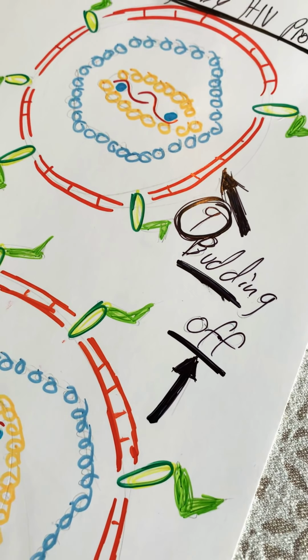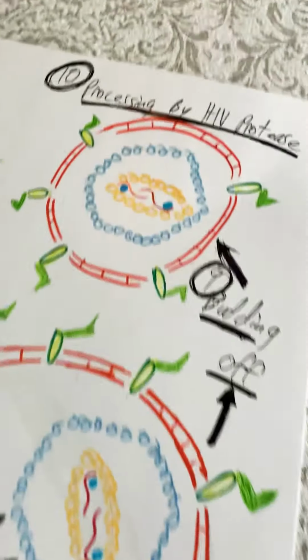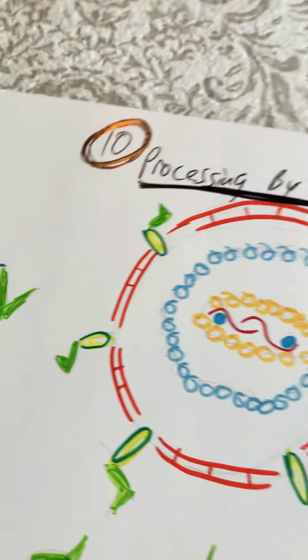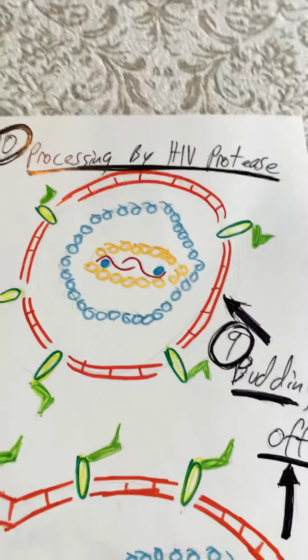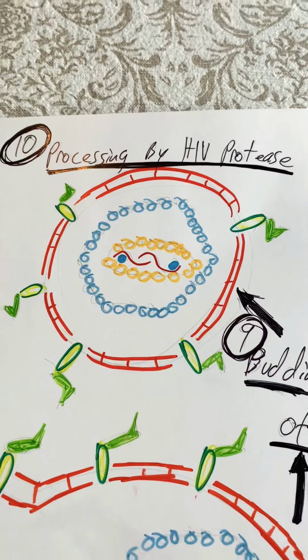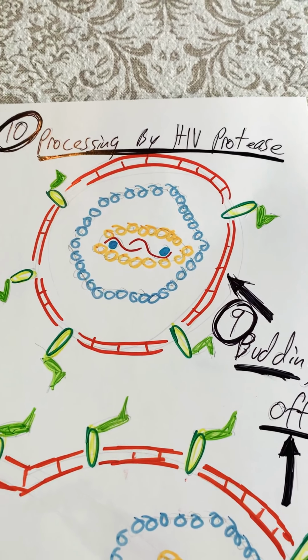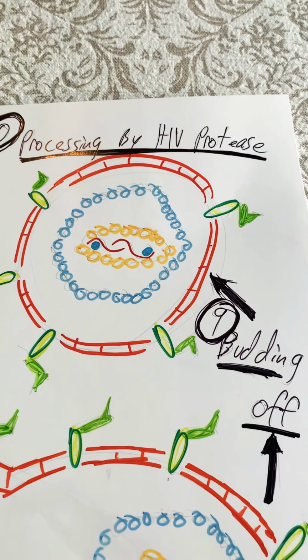And the final step here is step 10. So in this step, which occurs either during or immediately after budding off, HIV undergoes final maturation under the influence of protease.